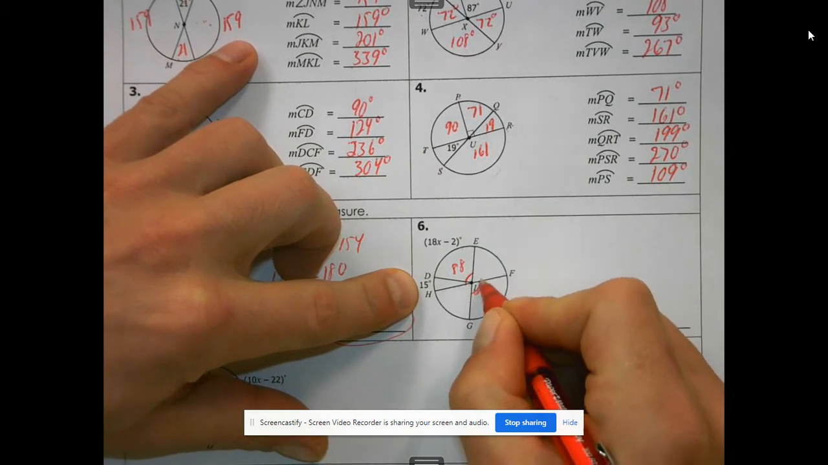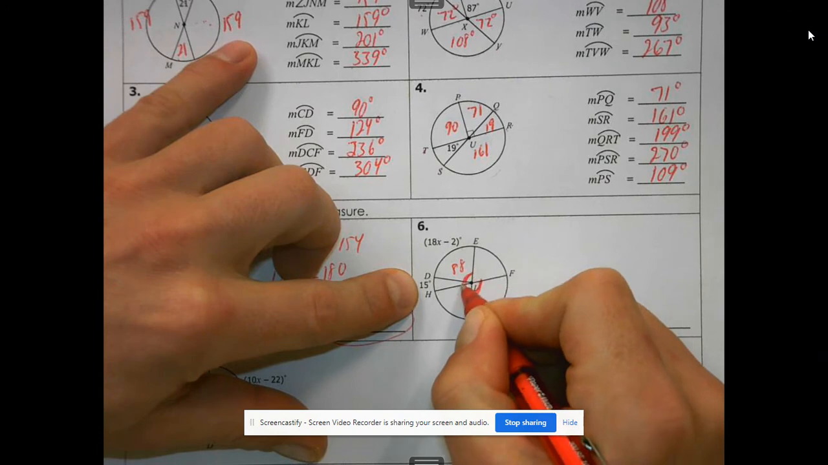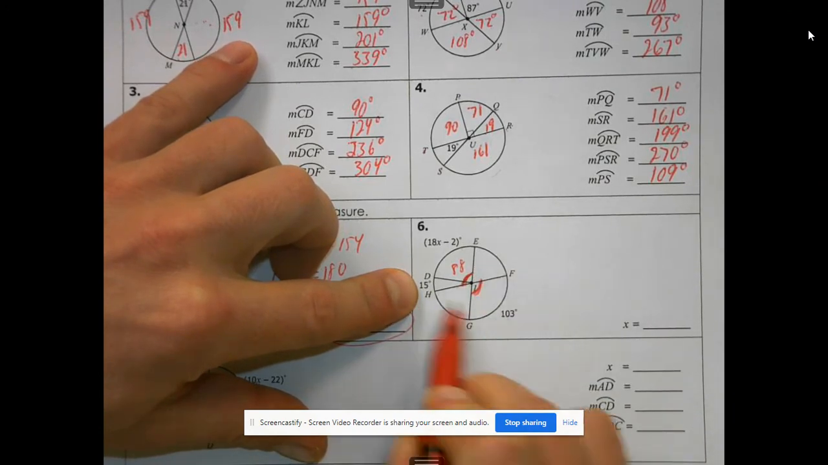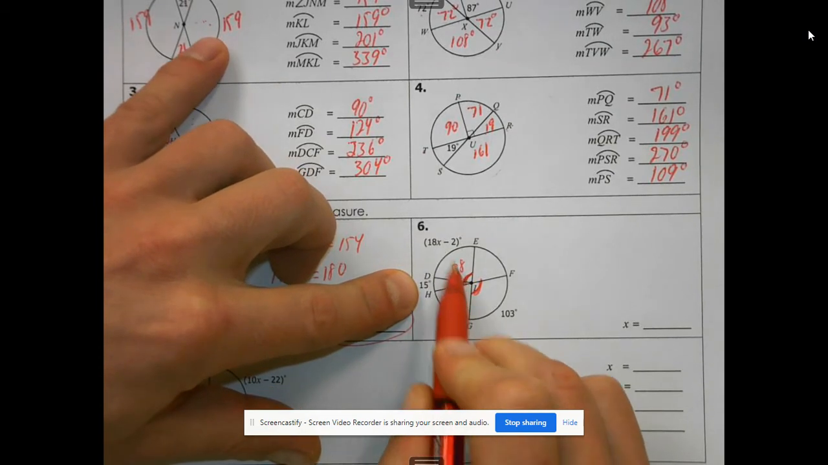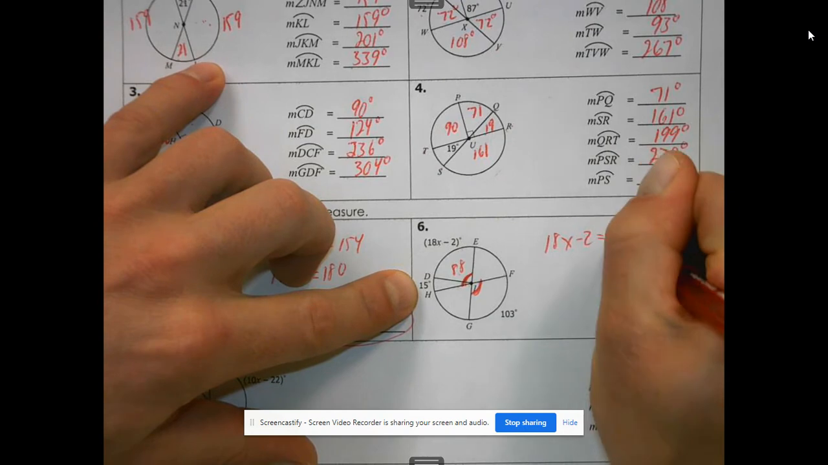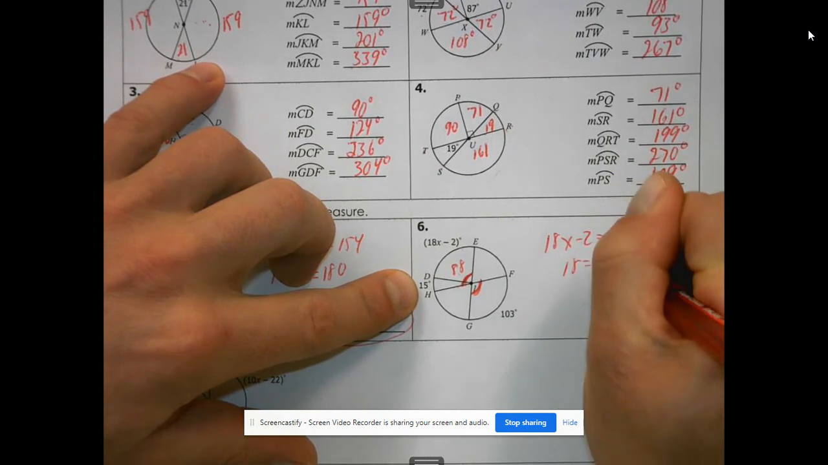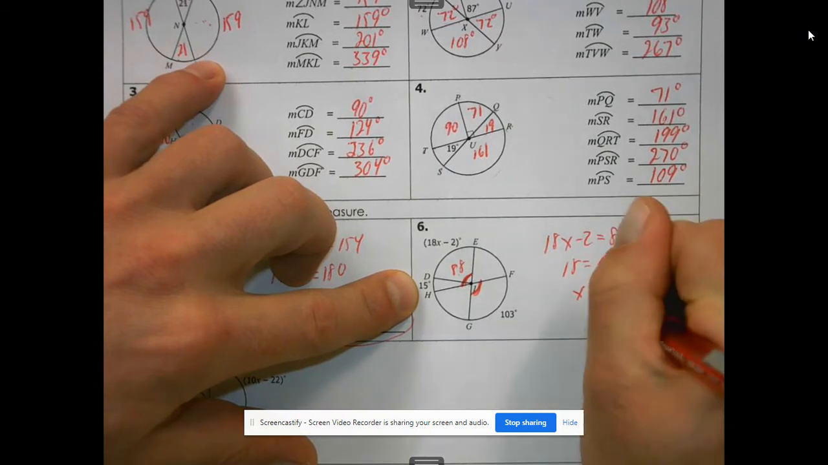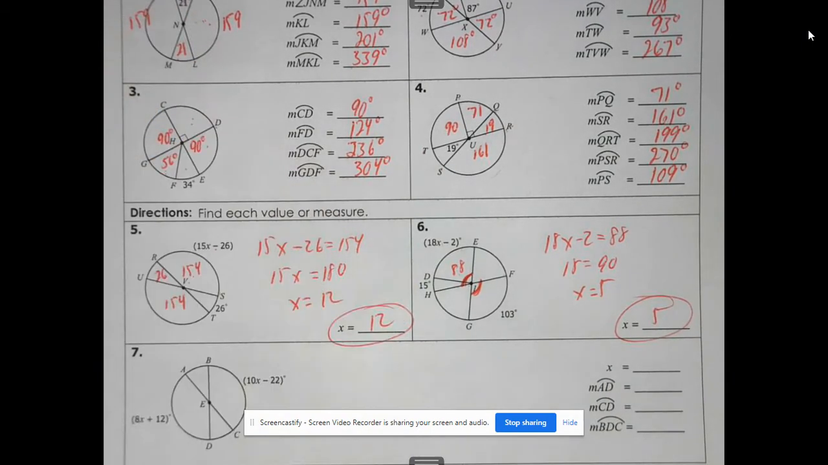All of this is congruent to all of this, right? Well, I've got 15 of it right here. Just take the 103 minus 15 to get the 88. Now I can set these guys equal to each other. 18x minus 2 is 88. Add the 2 over. 18 goes into 90 5 times. X is 5.